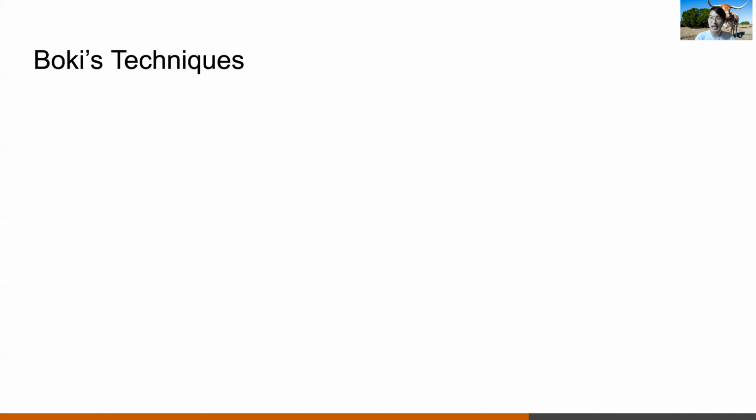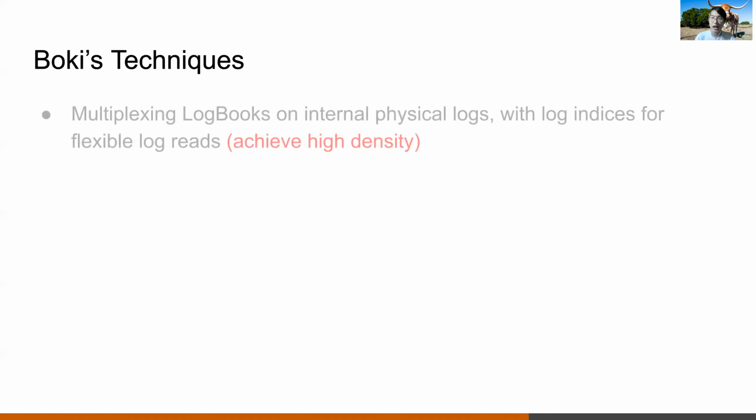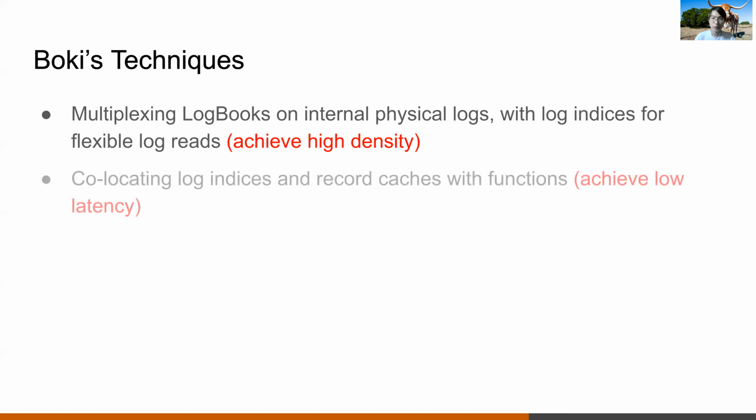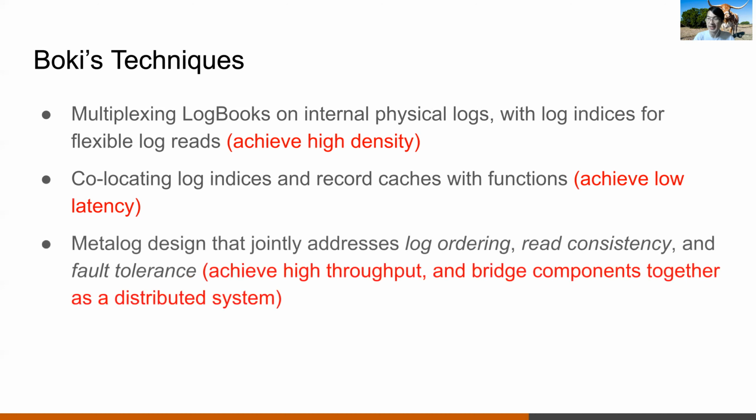Boki actually includes novel techniques for addressing these new challenges. Boki uses multiplexing to achieve high density. Many logbooks will be multiplexed over a fixed number of internal physical logs, and Boki builds log indexes for these physical logs to allow flexible logbook reads. For low latency, Boki co-locates log indexes with function nodes. Boki also builds a record cache on function nodes. Finally, Boki has an interesting meta-log design that jointly addresses log ordering with high throughput, consistency, indexing and caching. Most importantly, the meta-log bridges different components together as a fault-tolerant distributed system.